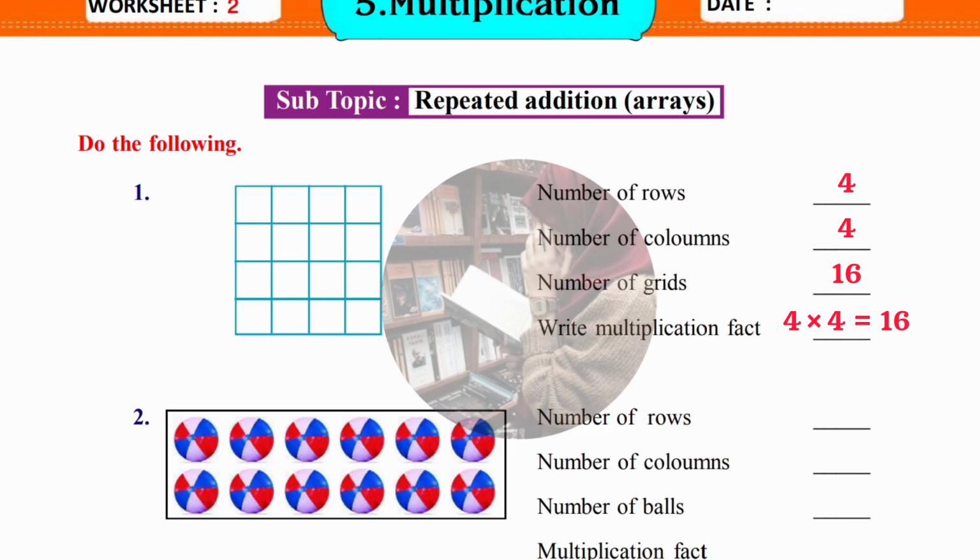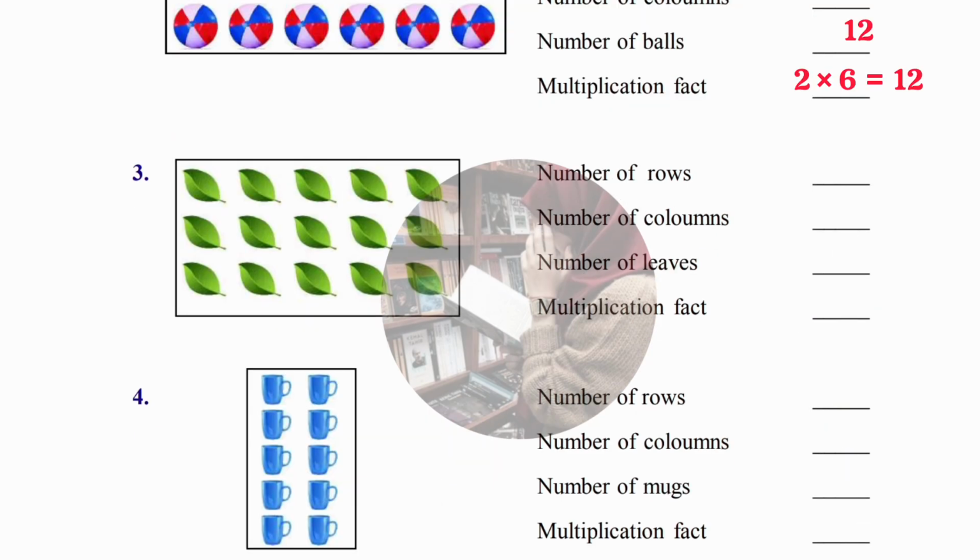Let's move on to the second one, in which one box is given with 12 balls. Horizontal way we have 2 rows, and vertical way we have 6. Number of rows: how many rows we have? 2 rows. Write down 2. Number of columns: we have 6 columns. Write down 6. Total number of balls: 2 multiplied by 6 equal to 12. If we have to write down the multiplication fact, we have to count rows multiplied by columns.